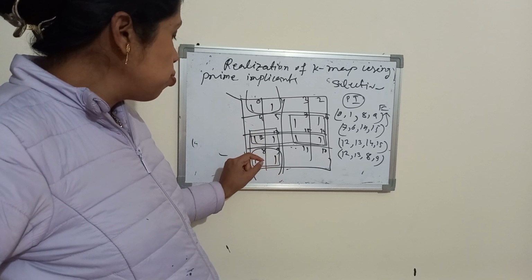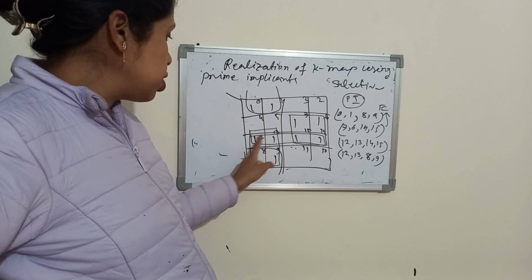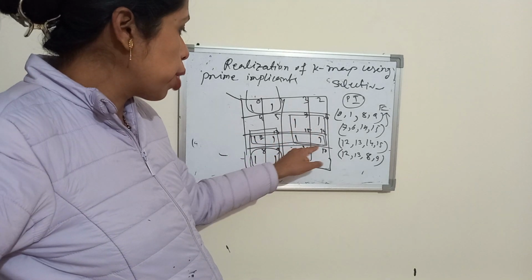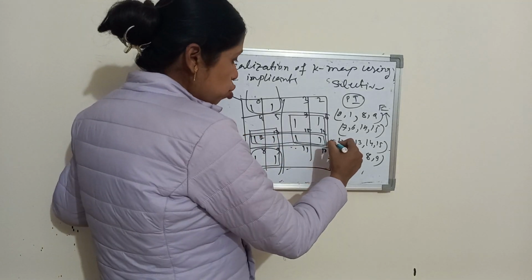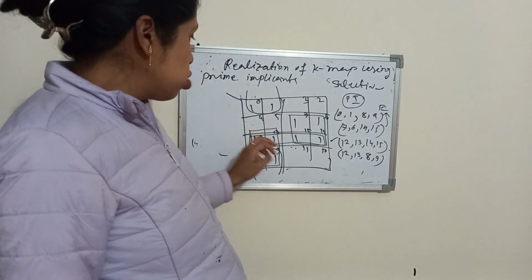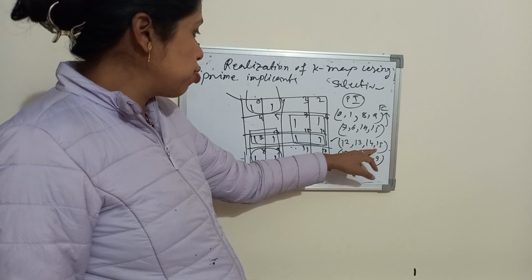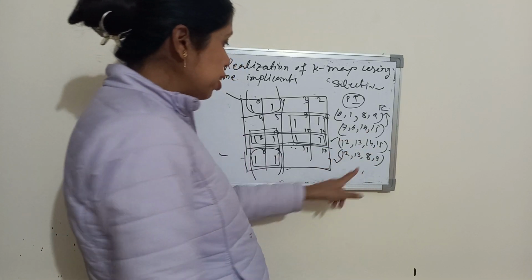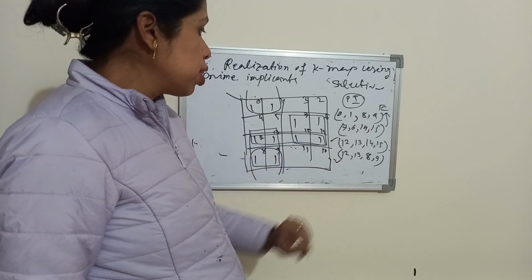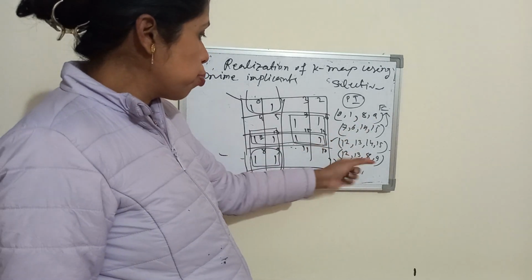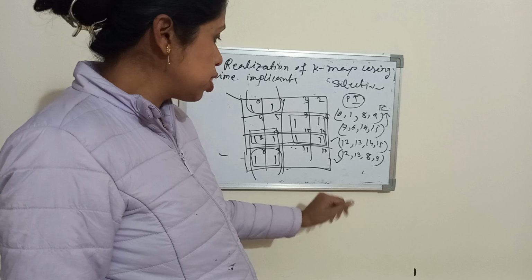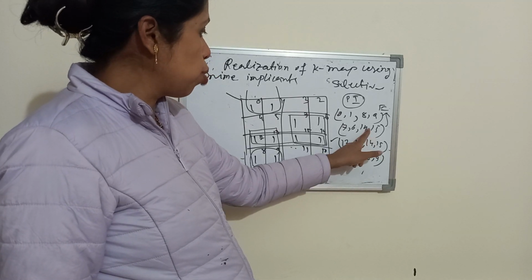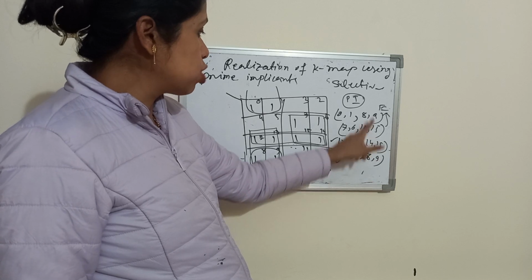Now again, if we see this group 12, 13, 15, 14, 15 and 14 are already covered by this group. If we have considered this group, 14, 15 is covered by this one. And if you consider this group, 8 and 9 is covered by this one. So it is not required, because if you write both the groups, 12, 13 is common here, 12, 13 is common here, 14, 15 is common here, and 8, 9 is common here.